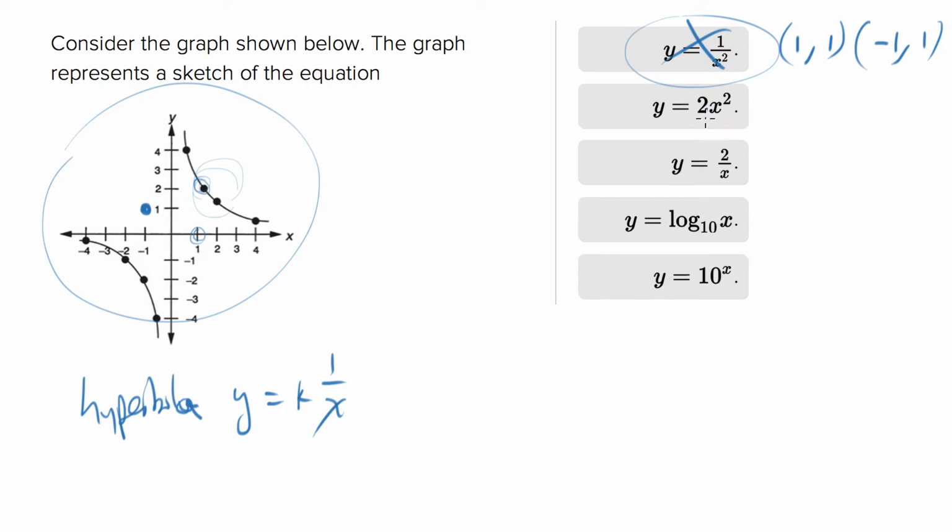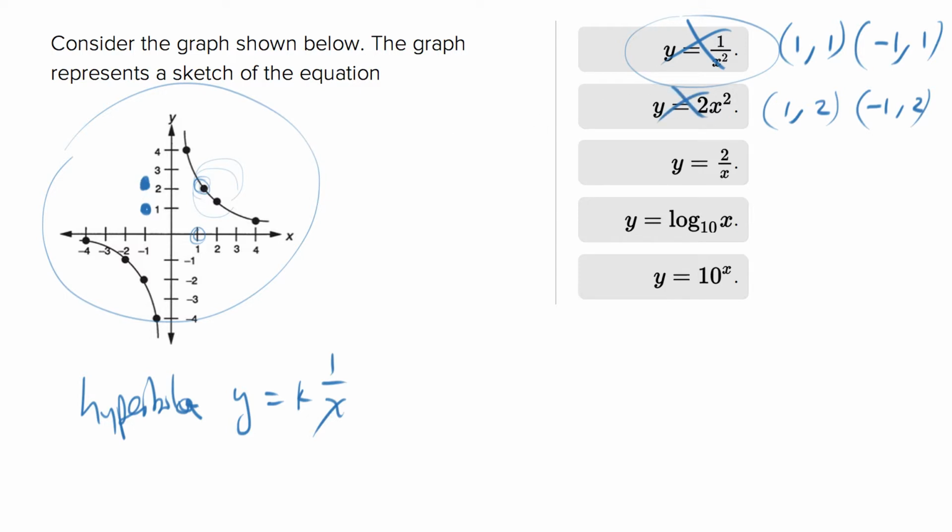Now let's do the same thing with y equals 2x squared. Let's plug in 1. If we put in 1, we get the point 2. That looks good. If I put in the point negative 1, however, I also get the point 2. That doesn't work for us because, again, that's negative 1, 2. It's in the second quadrant, so we can get rid of that.